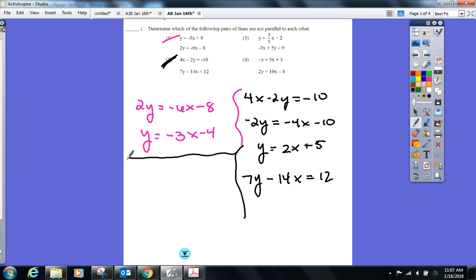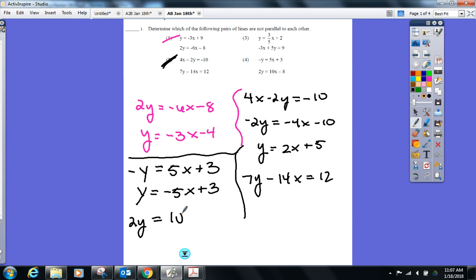Choice 4 was the answer, correct? Okay, so let's go over that one then. -y equals 5x plus 3. What do you have to do here to get y by itself? Divide by -1, and we end up with y equals -5x minus 3. What's the slope of that line? -5. All right, let me go to this one right here.